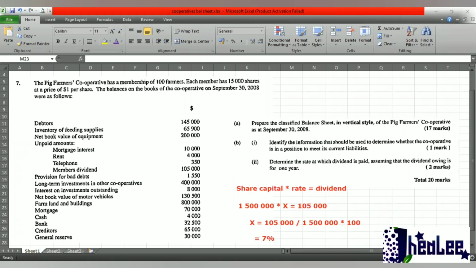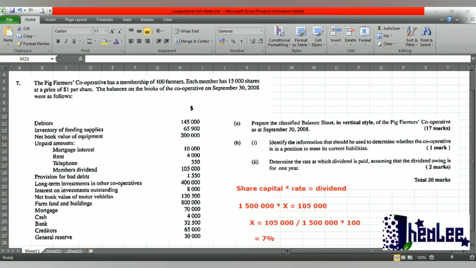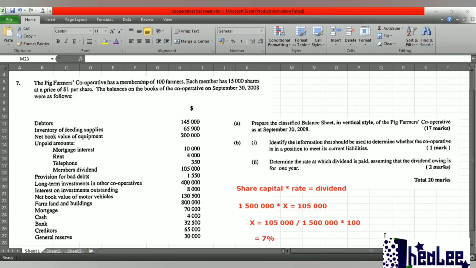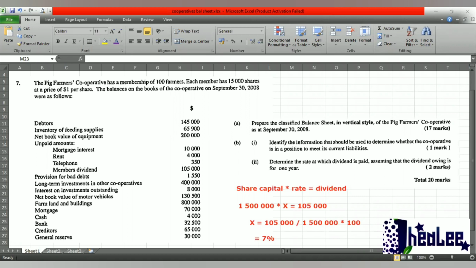And that is it for this question as we look at preparing the statement of financial position, which is the balance sheet for a cooperative business.